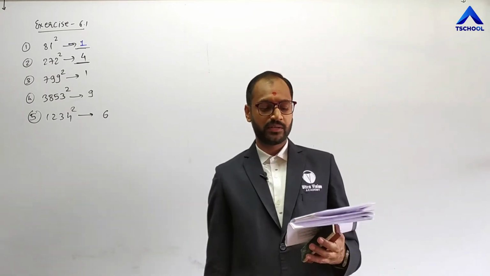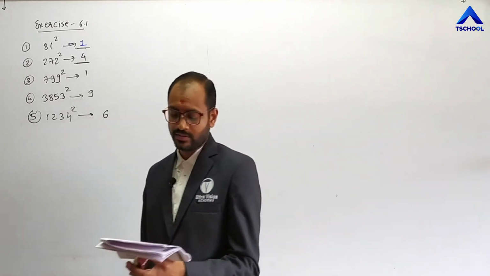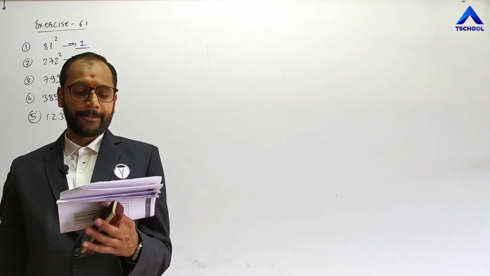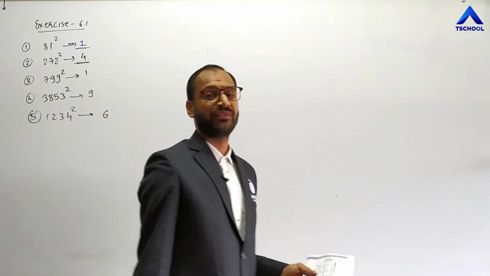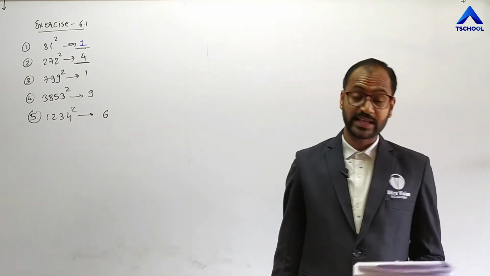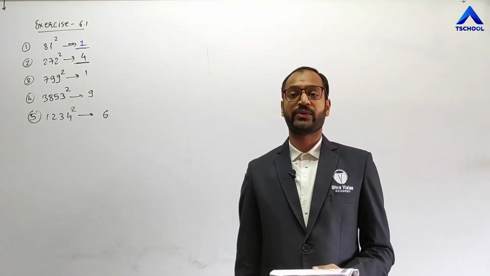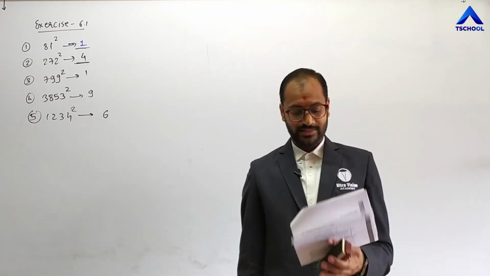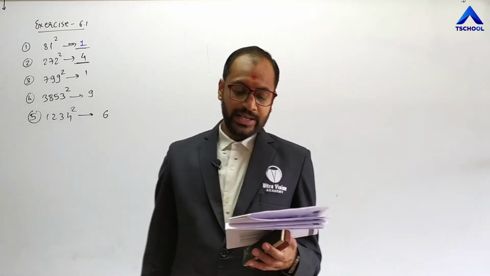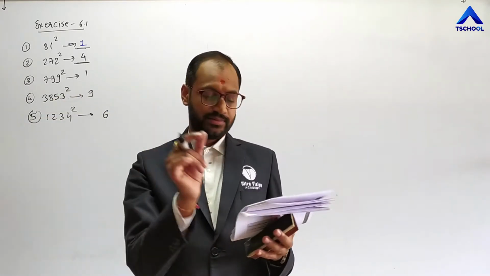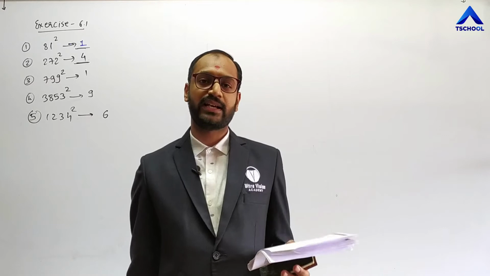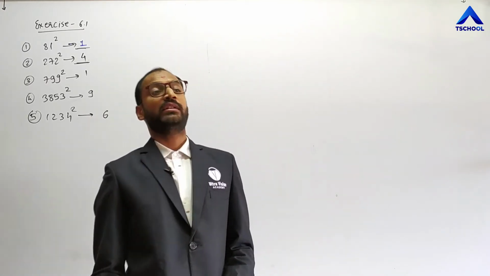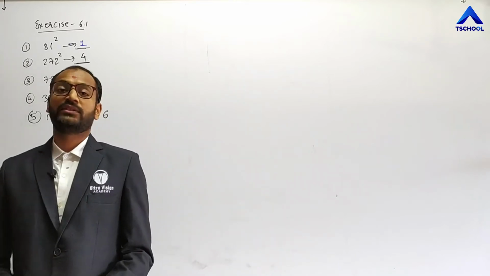A 5-digit number is given in number 6, 26387. What is the unit place of the square of the given number? 7 sevens are 49. So 9 is the unit place. Then the next number has 8 as the unit digit. So its square is 8 8s are 64. So 4 is the unit place. You can remember that shortcut.